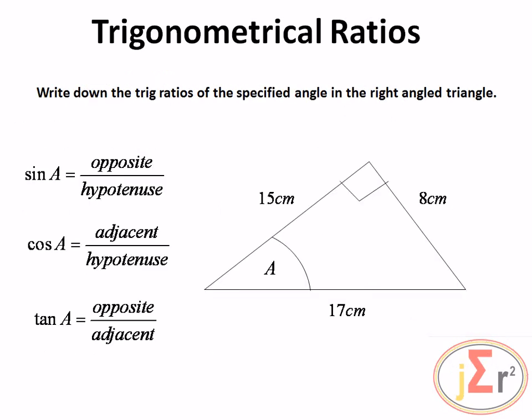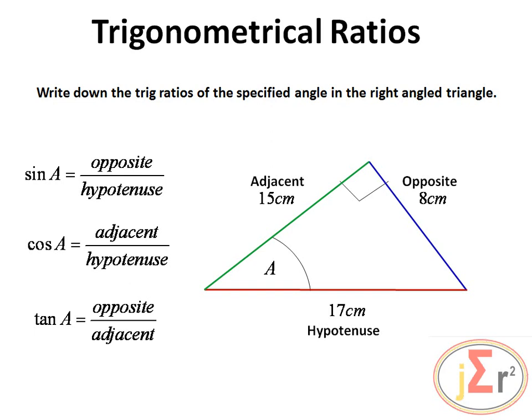So let's go. The first one, write down the trig ratios of the specified angle in the right angle triangle, and that is of course going to be relative to the angle A in this case. And of course we have our hypotenuse there, opposite to the right angle, and the one that is called opposite is opposite to the specified angle. And of course, the adjacent is the other side, and it is beside the specified angle. So let's write down now.